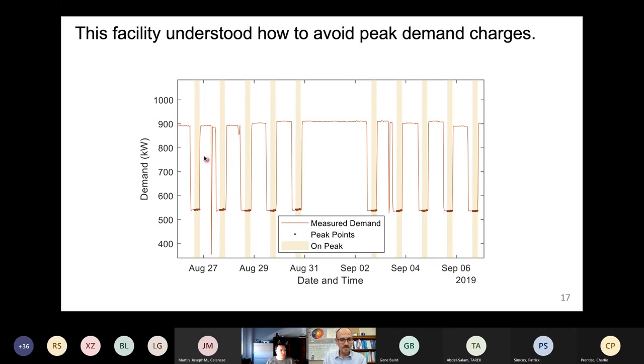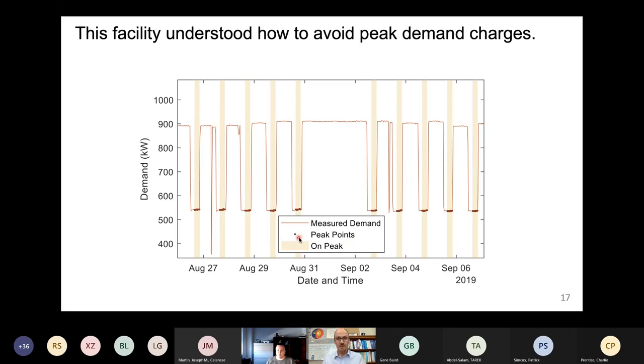So what this facility was doing, it was operating sort of a base load of around 900 kilowatts until that summertime afternoon came, and they said, okay, let's ramp down our operations, and they were running closer to 550 kilowatts during the on-peak period. And then once that period was over, overnight, they would turn on their operations again and operate at their sort of base level. And you can see they did a good job.